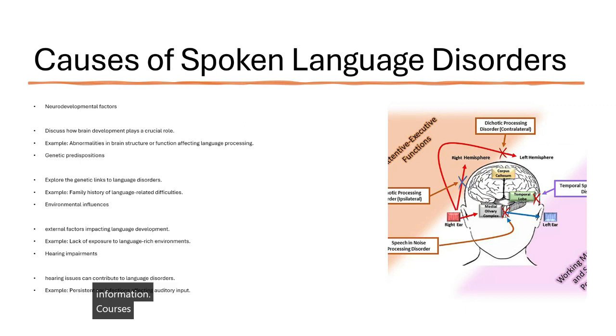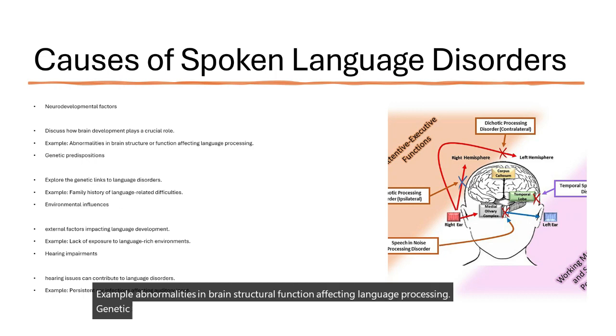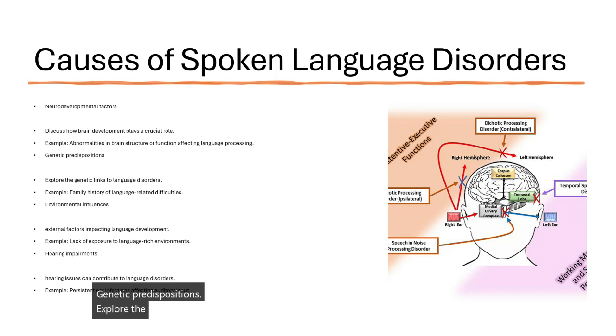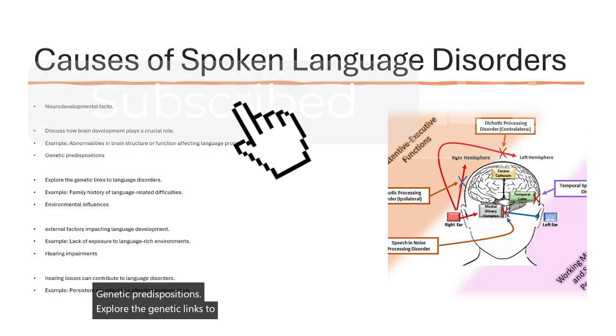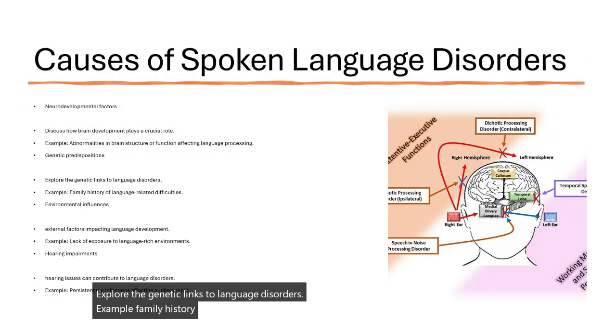Causes of spoken language disorders. Neurodevelopmental factors. Discuss how brain development plays a crucial role. Example: abnormalities in brain structure or function affecting language processing. Genetic predispositions. Explore the genetic links to language disorders. Example: family history of language-related difficulties.